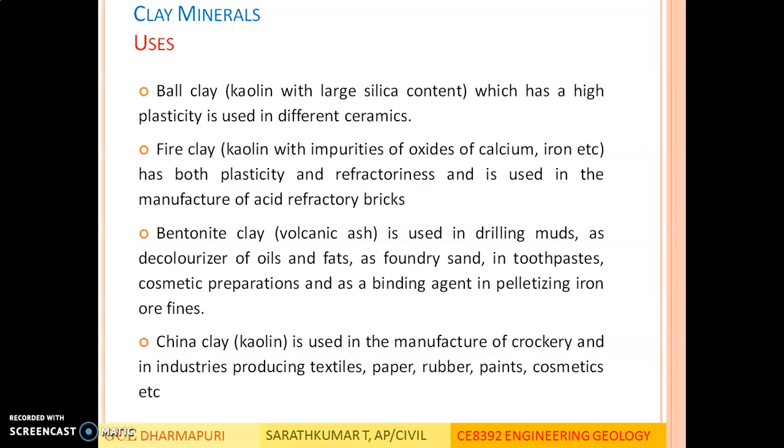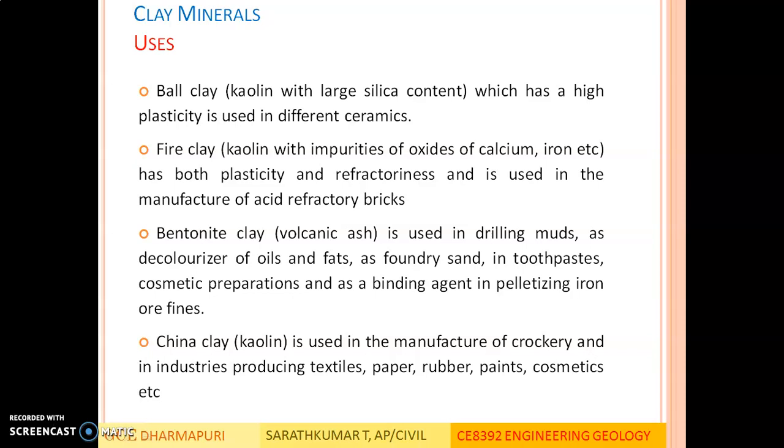Fire clay is also one form of kaolin clay, with impurities of oxides of calcium and iron, etc. It has both plasticity and refractoriness. Refractoriness is resistance to heat. It is used in the manufacture of acid refractory bricks. So when you want to construct chimneys with bricks, this type of fire clay is used to manufacture those bricks, since they are very resistant to heat.